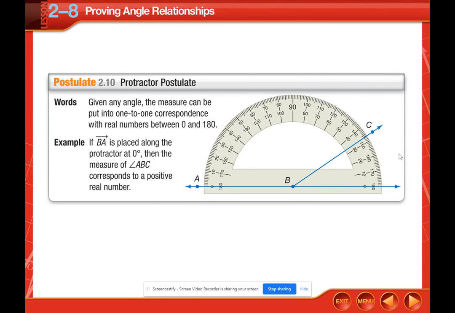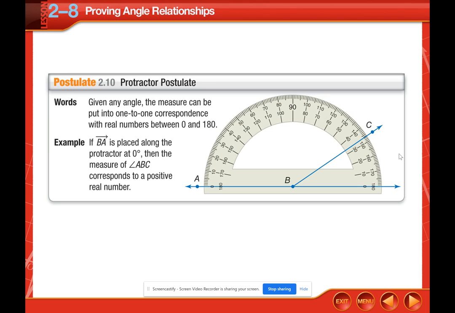So now we add some additional postulates. There's a protractor postulate. If I have an angle here where I take the ray BA, one side of the angle, and place that along 0, then the measure of this angle ABC, B being the vertex, the center of the two rays, that measure will correspond to a positive real number.